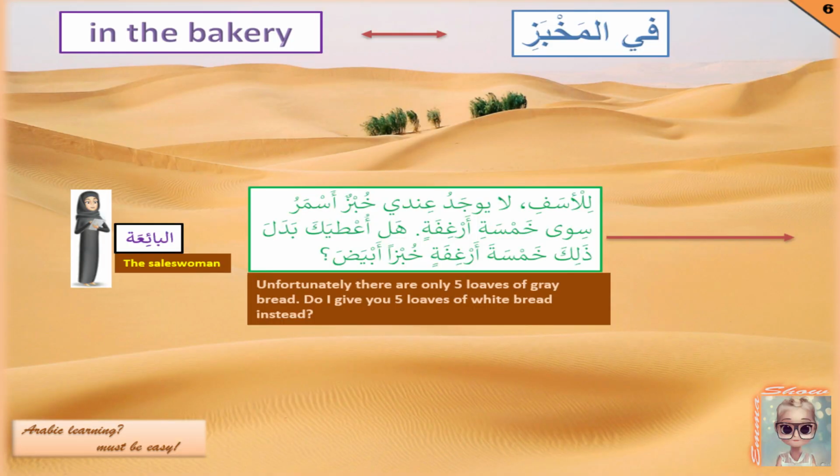Now the saleswoman asks, هل أعطيك بدل ذلك 5 أرغفة خبزا أبيض? We notice that the question begins with هل. If we ask a question in English that starts with the verb do or does, we can do the same in Arabic, but then with the addition of the word hel at the beginning. So we start the question with hel, and then comes the verb.